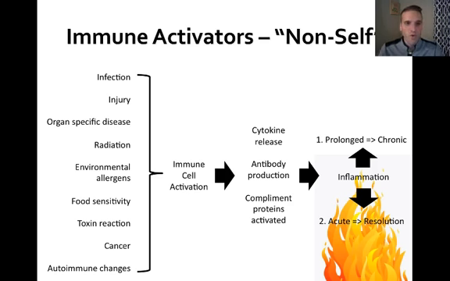For more right-brain learners, you can take a look at a slide like this rather than taking all the information and crunching our brain. See all these different things I've talked about over here in this left-hand column that can lead to cell damage, leading to immune cell activation, leading to the release of these cytokines or chemical mediators and communicators, antibody production, complement proteins being activated, leading to inflammation.